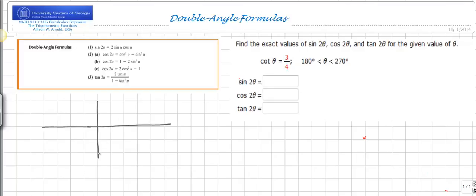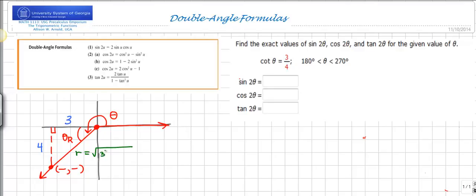which means that theta in standard position will pass through a point on its terminal side whose coordinates are both negative. We know that the cotangent value is 3/4, so using the reference angle I could think of that as adjacent over opposite. Calculate the R value. This is one of our Pythagorean triples again.